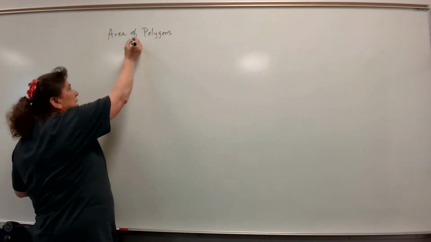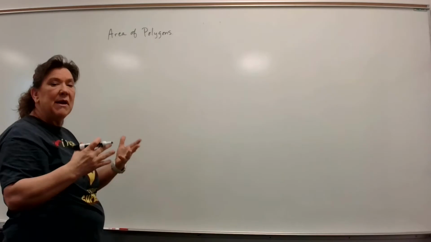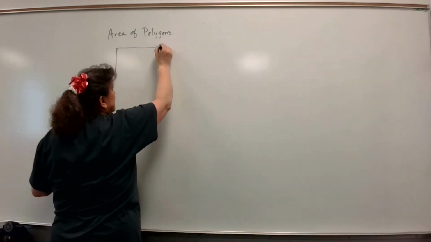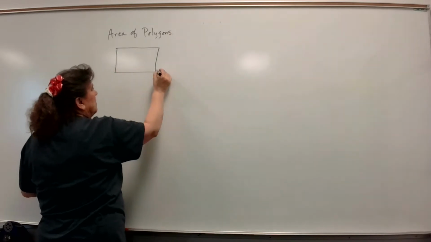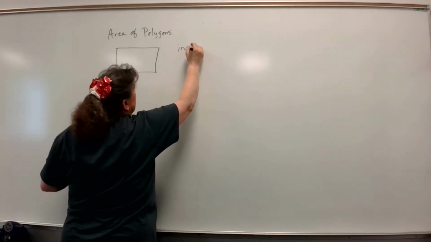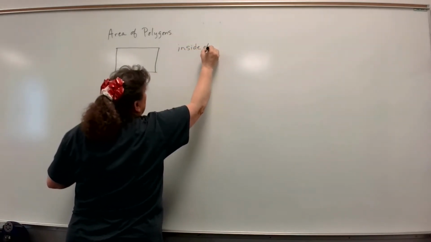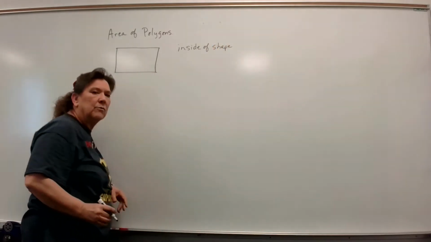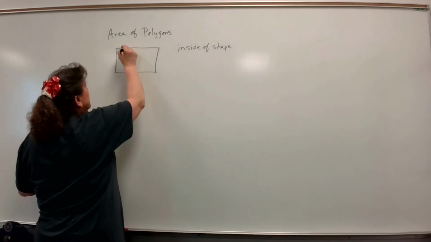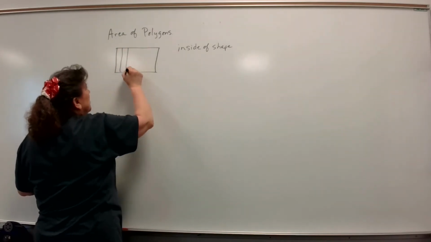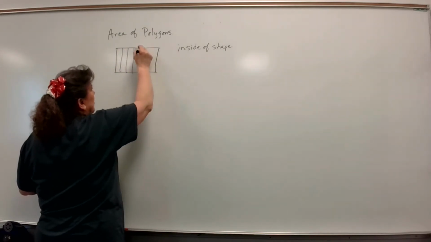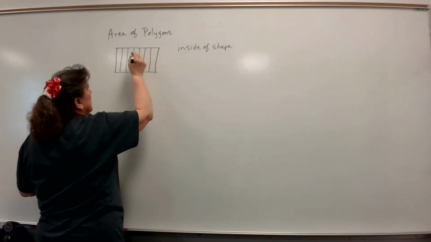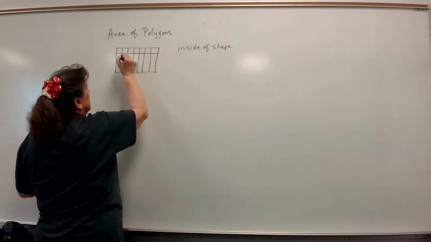But now in area, we no longer measure in a unit of length because you're looking at the inside of the shape. And because you're looking at the inside of the shape, there's no way to measure that in a unit of length. What you're looking at inside the shape is the number of square units that there are. So we're going to look at how many square units we have in this rectangle.